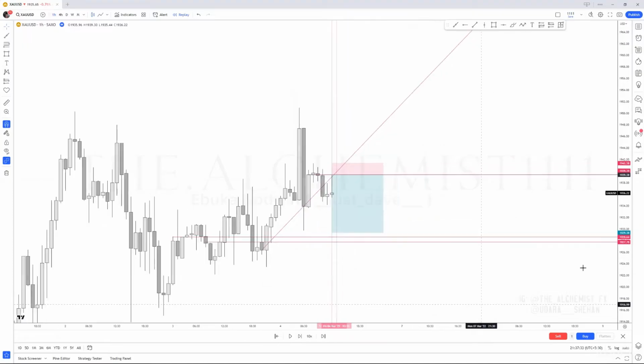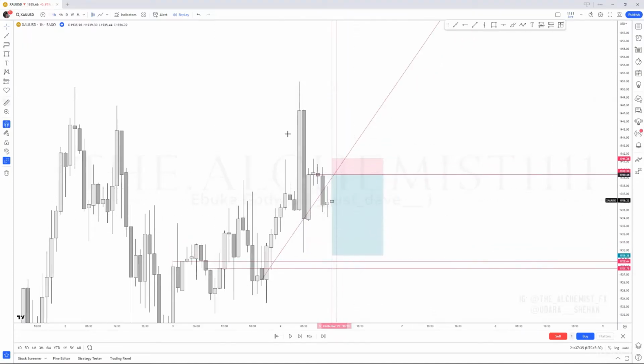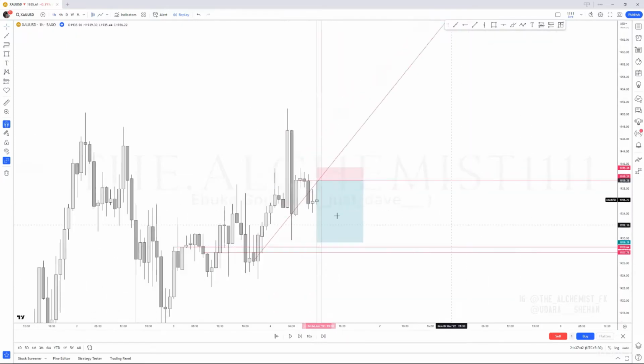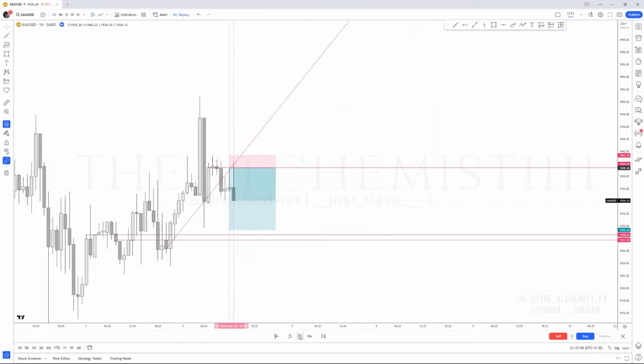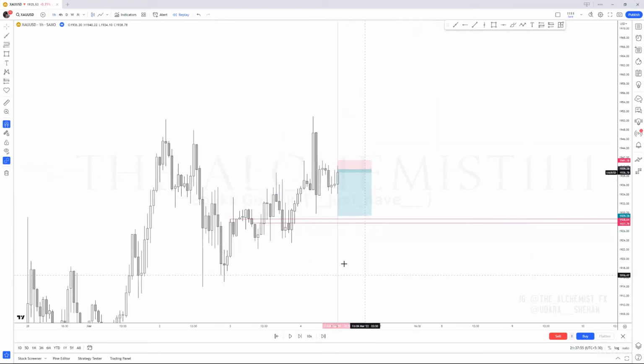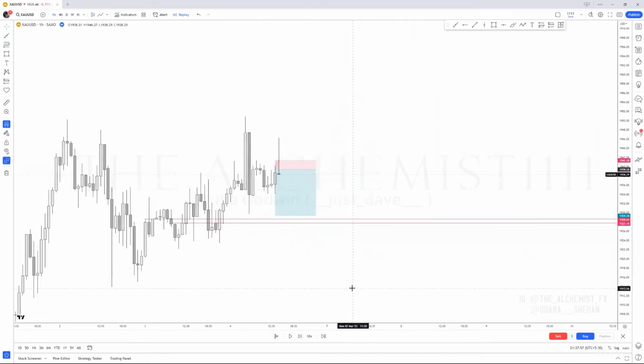Small rejection. Did we miss it? I think it tapped here and then rejected. Okay, London opened. We got a small rejection. Where did this tap into? No idea. Okay, now we are on the trade. Let's see what's going to happen. Another one. Shit happens. Let that go. Let's see what we could do.